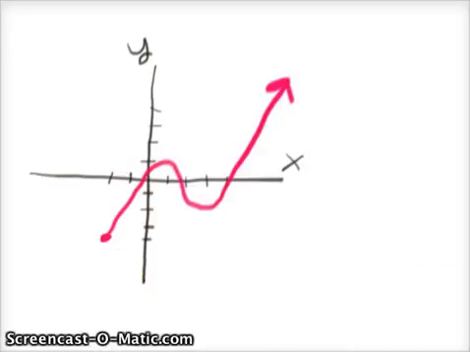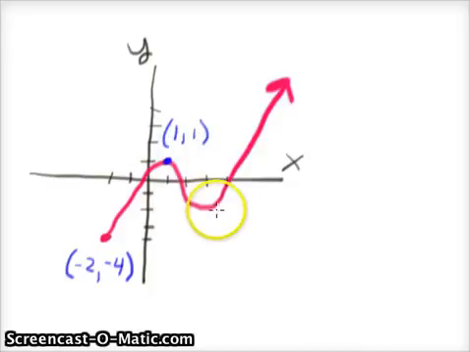Okay. Let me do that in a different color. All right. So this point right here is going to be -2, -4. Okay. This point right here is 1, 1. This point right here is going to be 3, -2. Okay. Now the question is, does this function have a minimum?